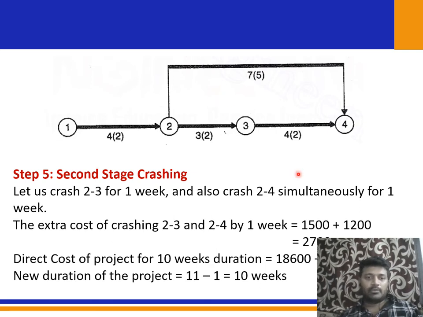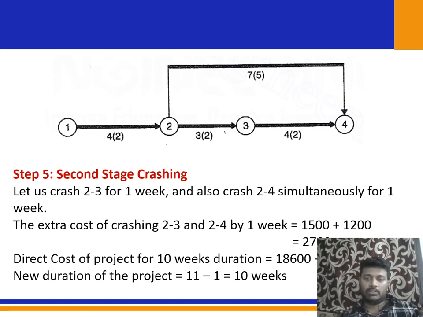Step 5 is second stage crashing. Similarly, you follow the same steps which I told earlier. Now we are going to find out which activity to crash, whether 1 and 2, or 2 and 3, or 3 and 4. In the second stage of crashing, we are going to crash 2 and 3 for 1 week, because we cannot crash it more than that. That is the limit given here, because the crash duration is 2 weeks and normal duration is 3, so we have a difference of 1 week. We can crash up to 1 week only.